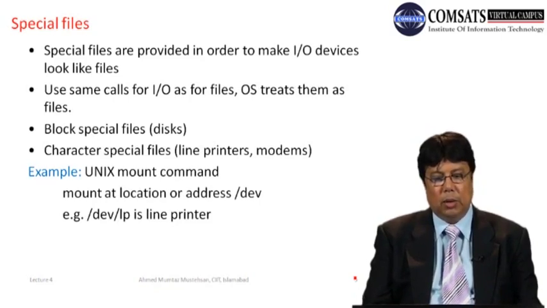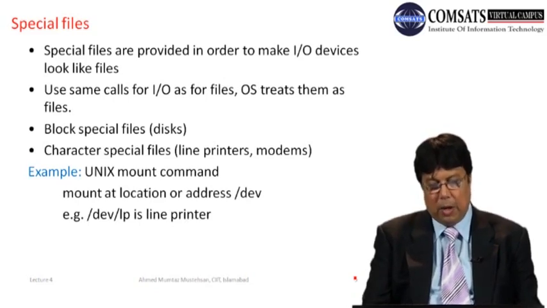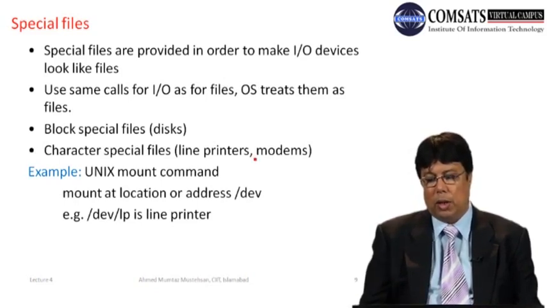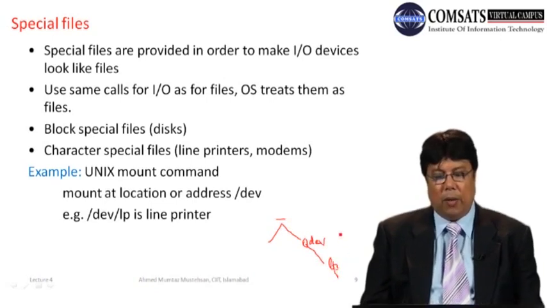For example, you can mount /device. Suppose this is the root, and here is /dev/device. So if you mount your line printer here, and you want to print something on the line printer, what do you need to do?